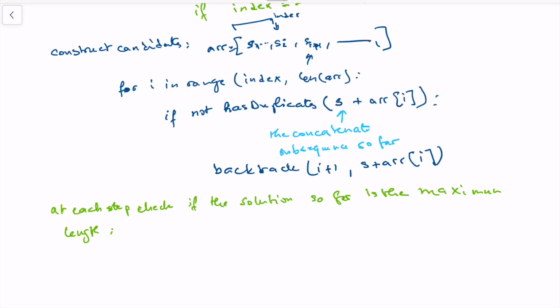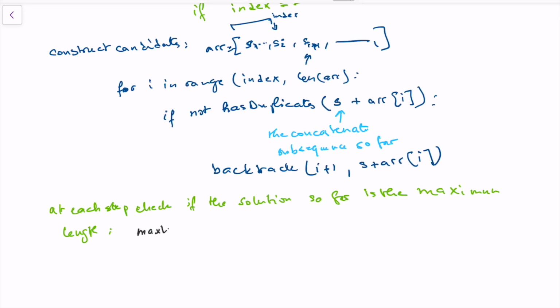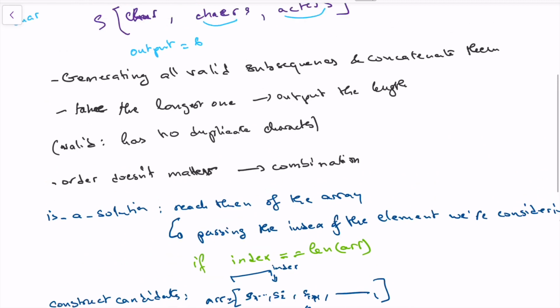having a variable called maximum length, and just taking the max of the maximum length that we have so far and the length of the current solution, which let's just call S. This is the concatenated subsequence that we have so far, that is of course valid, and we will also need to write the duplicate function. But the general template is pretty much all of this.